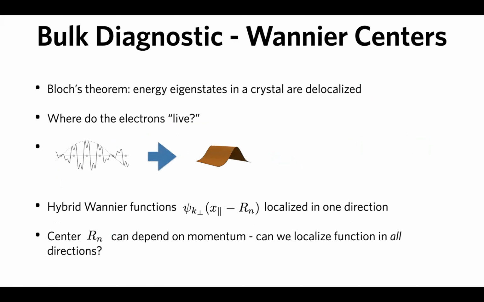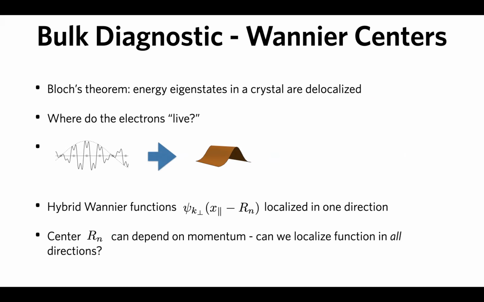So I want to look at the bulk of the system. And what we can do is ask about these Wannier functions. We can ask where do the electrons inside the bulk of a higher order topological insulator live, or where can we localize them? And I'll ask this question by introducing hybrid Wannier functions. I'll take my Bloch states that are extended throughout the whole crystal, and I'll try and do some Fourier transform to localize them as much as I can in one direction, and let them still be indexed by momentum in the perpendicular direction.